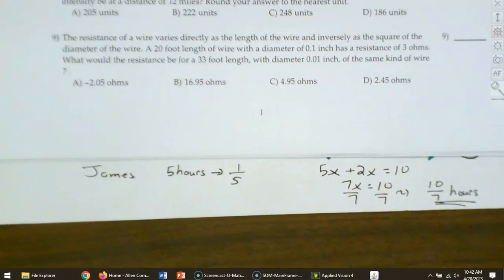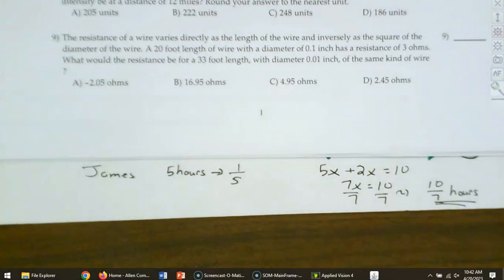So, resistance of a wire. It says the resistance of a wire varies directly as the length of the wire and inversely as the square of the diameter. So, what do we need to do? Write up our formula. Again, this is variation. Now, inverse means divide. Directly means we multiply.